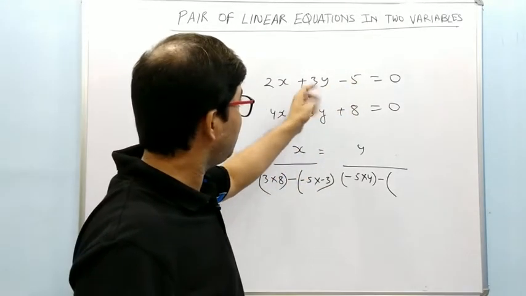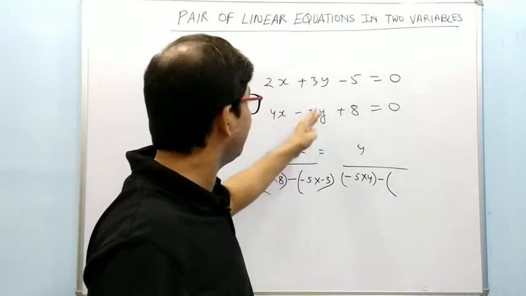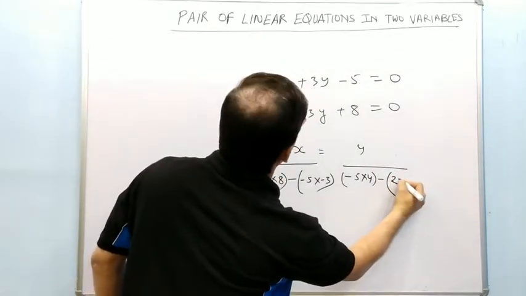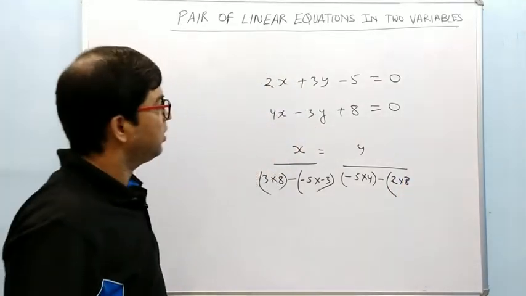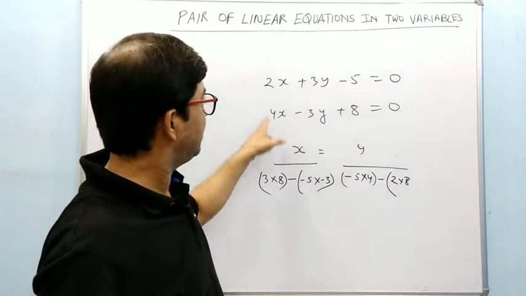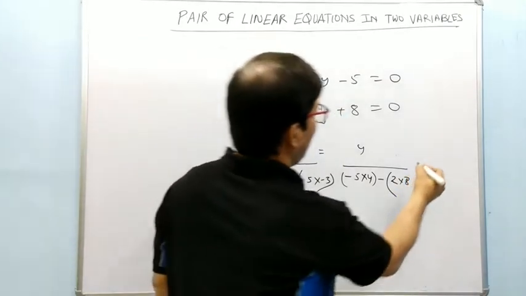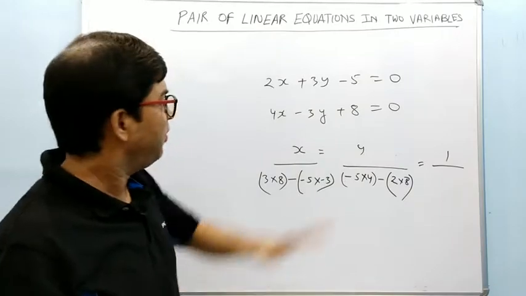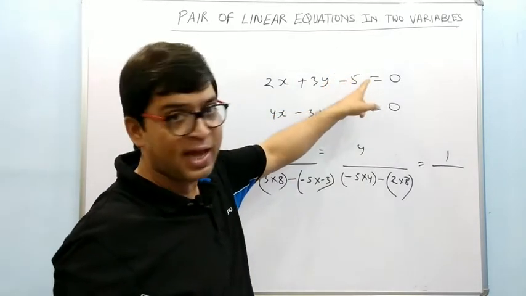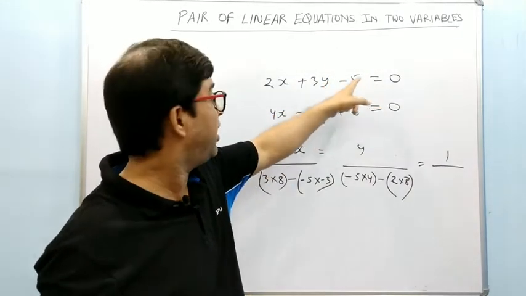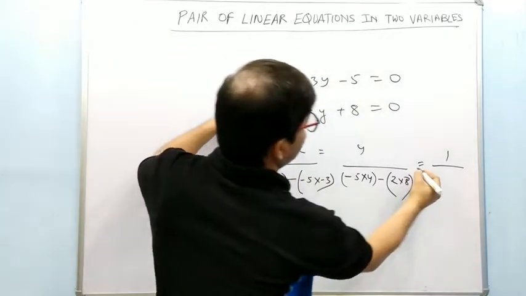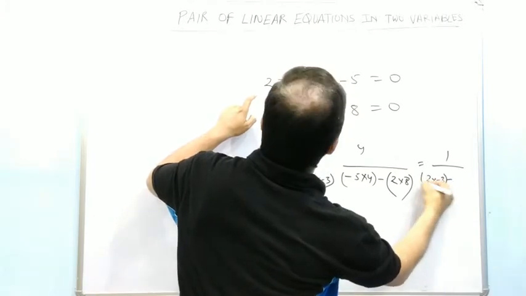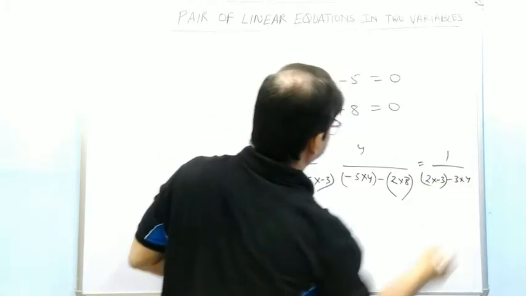And the next thing is what? We have started from y here, so the next thing will be here: 2 into 8. Yes, I multiply this with this and then this with this. Now I need to write 1, and 1 means we are just hiding this thing. After that, what is the cyclic order? x again. So 2 into minus 3 minus 3 into 4.